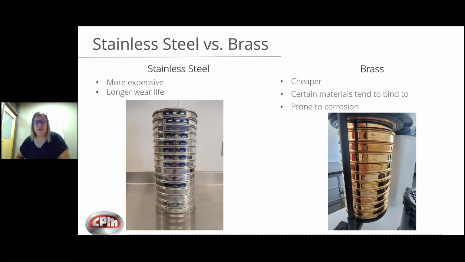And so, like with the agitators, we want to make sure that we're using the same type and size of those sieve agitators as much as possible. We also want to make sure that the sieve material is the same as much as possible throughout. And so there's two types of sieve materials. The first one is stainless steel, and it tends to be more expensive, but it tends to also have a longer wear life because it tends to not corrode. Whereas the other material of brass tends to be cheaper, but certain materials tend to bind to brass and it's more prone to corrosion. So it's whatever works best for your process and your facility.